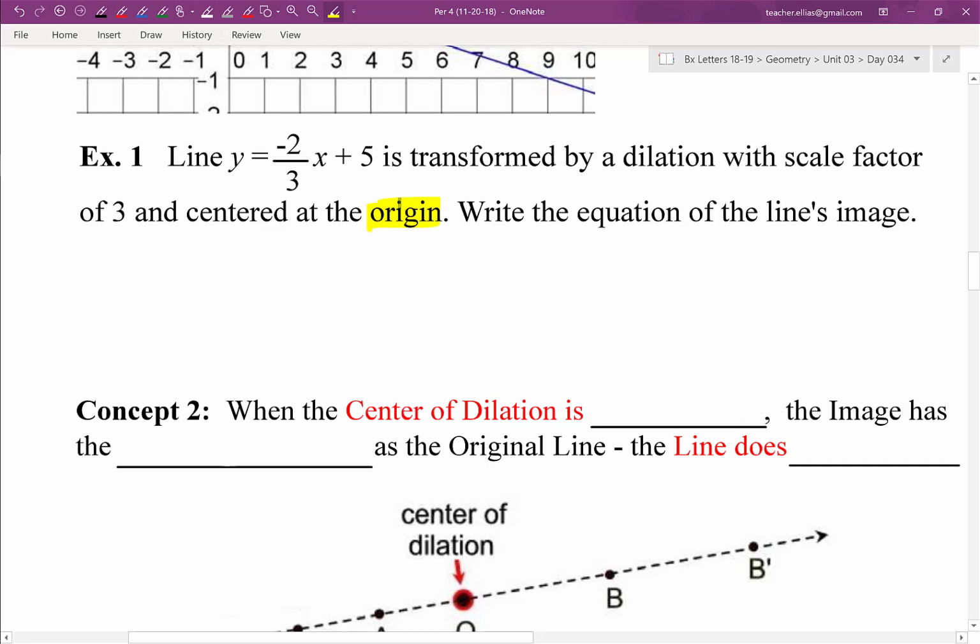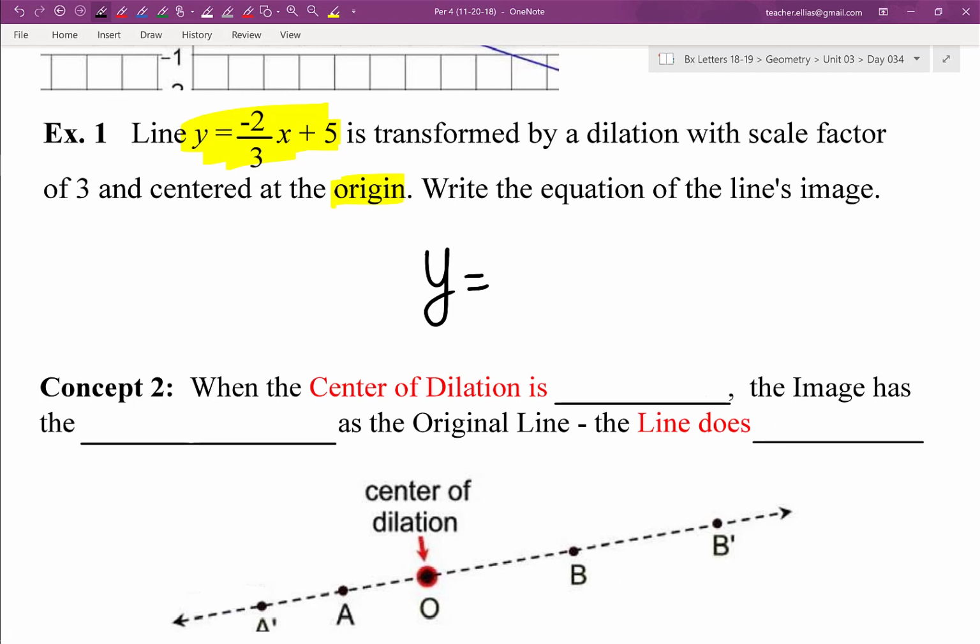As soon as you see origin, you're going to say, oh, when I go to write the equation, what do I know about the slopes? They're the same. And the y-intercept? Different. Can you look at this line and tell me the y-intercept? Yes. Can you look at that line and tell me the slope? Yes. What's the slope of that line? So what's the slope of our new line?